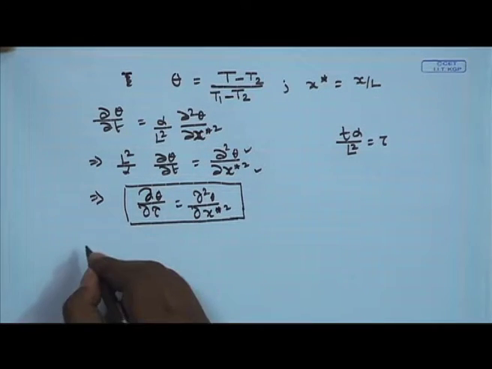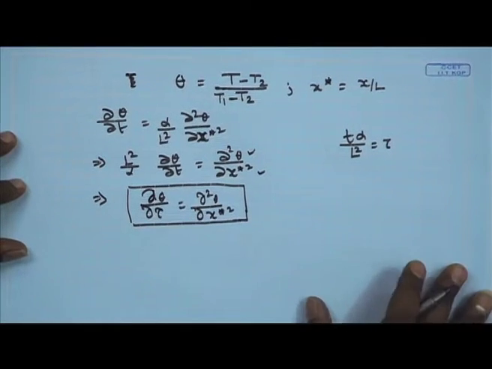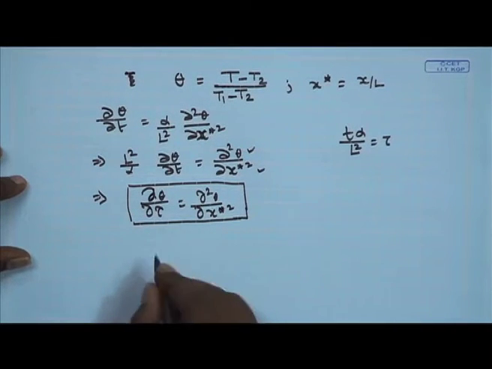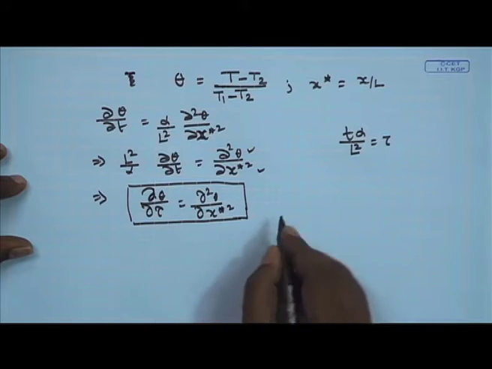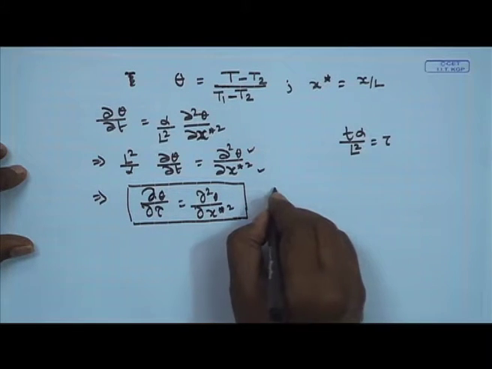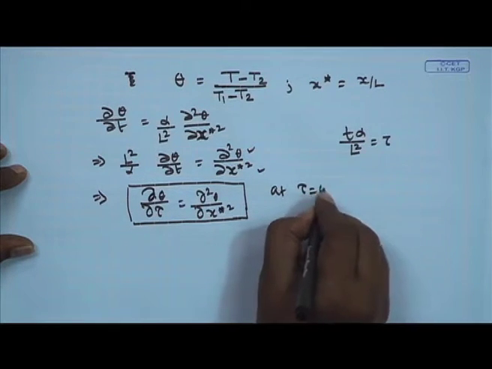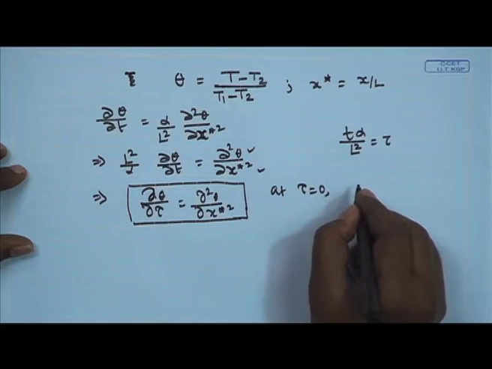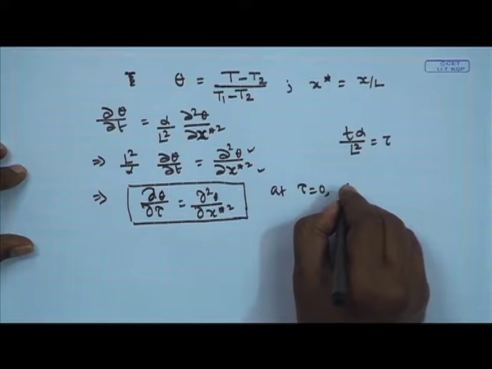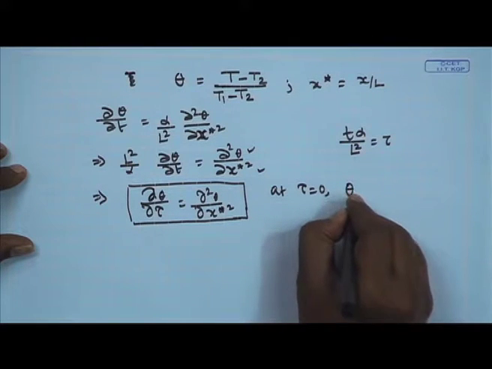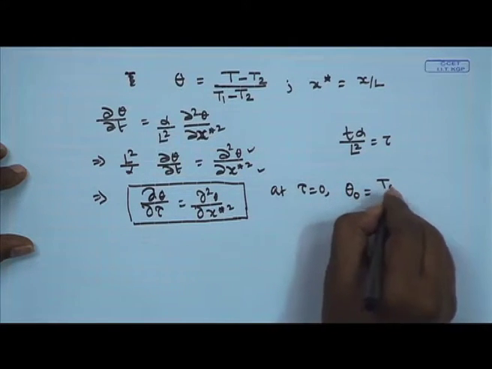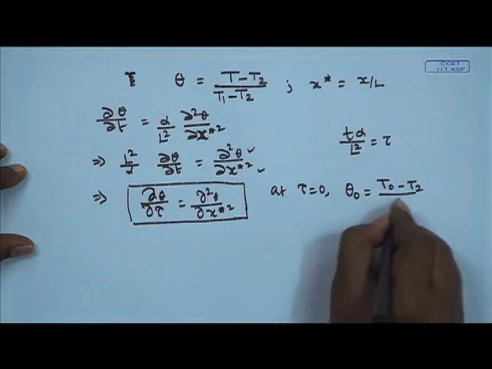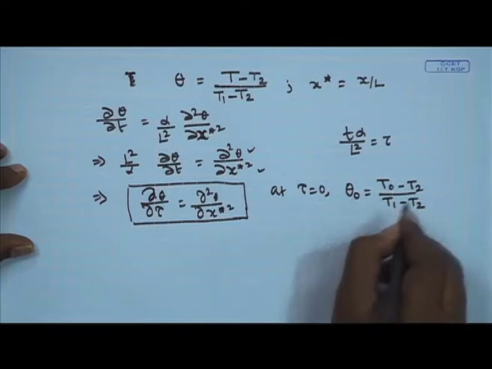So, now I have expressed my boundary conditions in terms of non-dimensional variables. At t is equal to 0, that means at tau is equal to 0, t is equal to t naught. Therefore, we call it theta naught as (t naught minus t2) divided by (t1 minus t2).